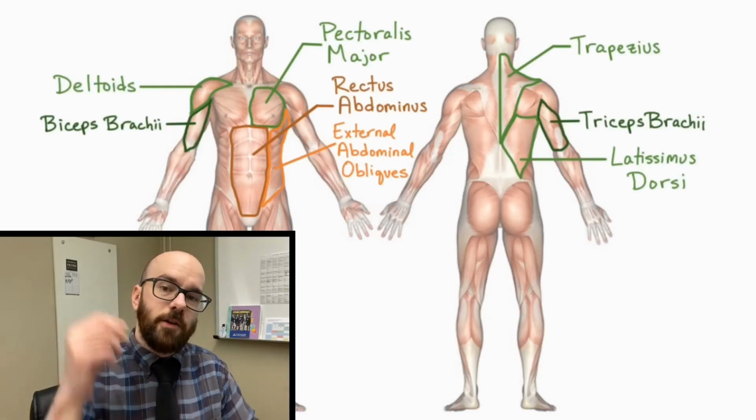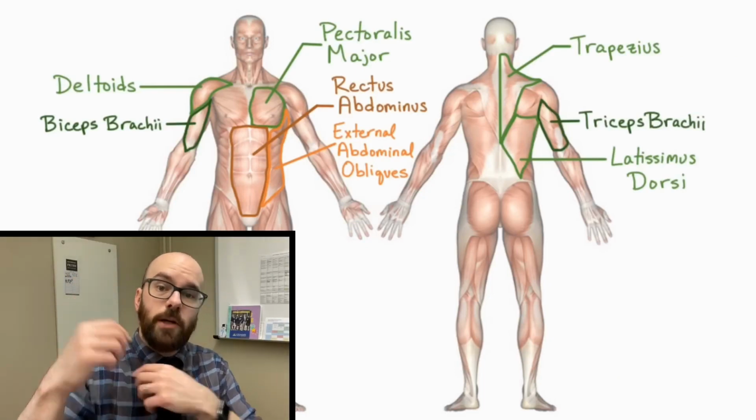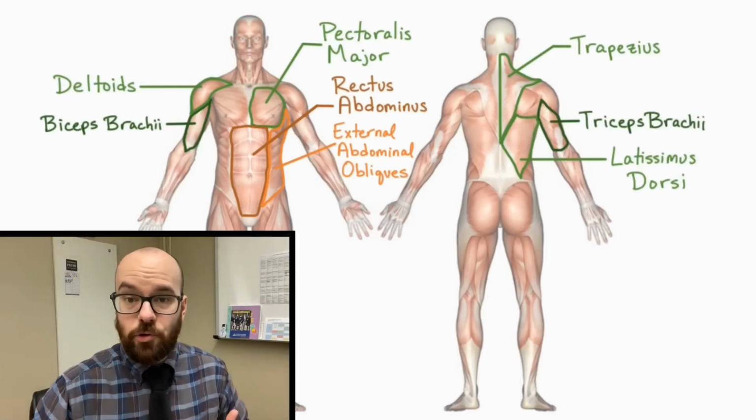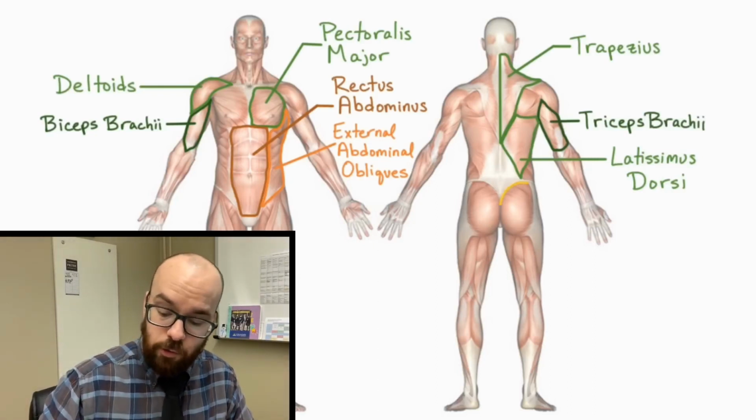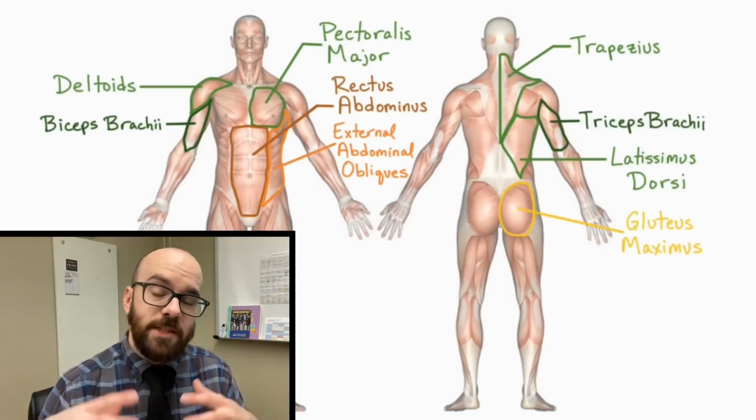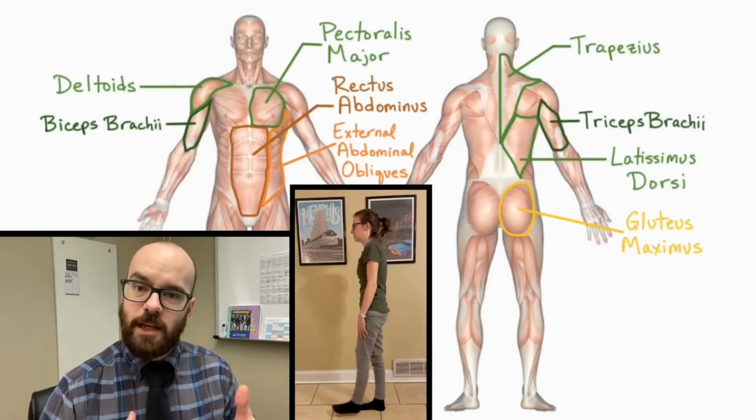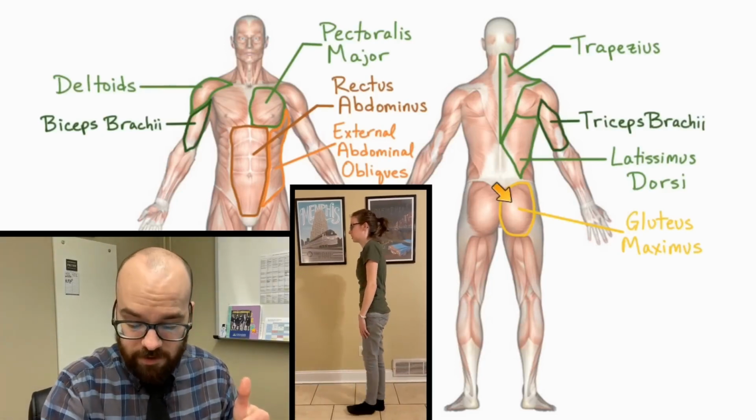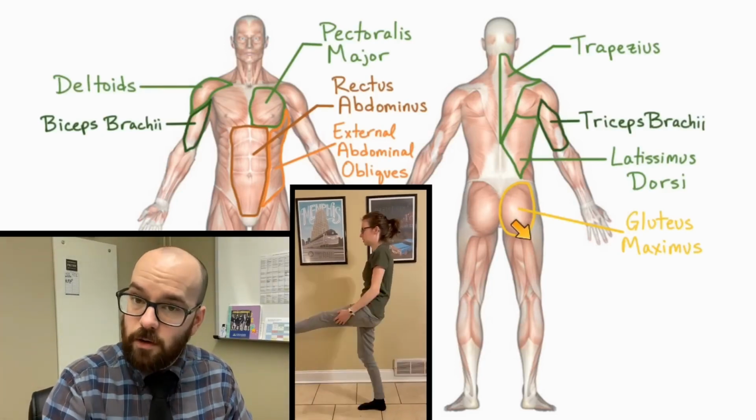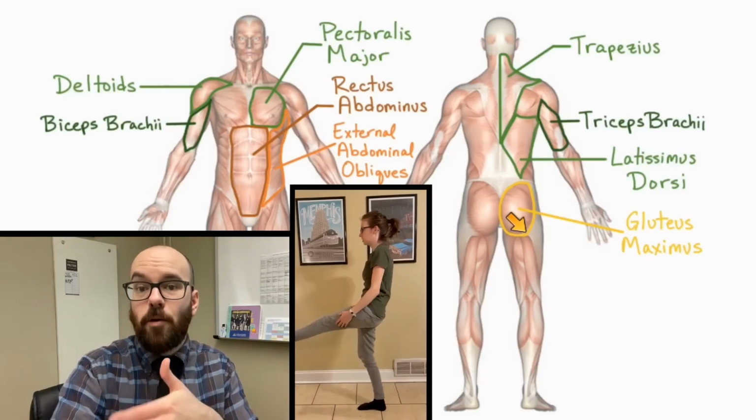So we've looked at muscles that control the elbow joint, the shoulder joint, the spine. Now let's look at the hip joint. The two prime movers here are the gluteus maximus. The gluteus maximus extends the hip joint or straightens the hip joint out. It originates on the pelvis and inserts on the femur. So it's going to bend that femur back or bend it posteriorly.